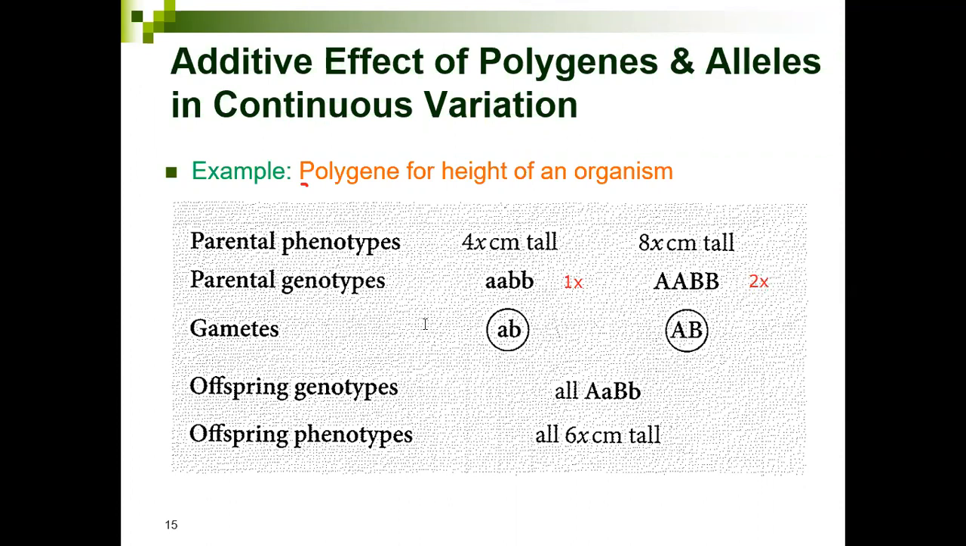Okay, so gametes are formed, gametes fuse and form the offspring. So the offspring will be: this is 1x, this is 1x, this is 2x and this is 2x. So altogether, 6x. So the offspring will be 6x tall. So you can see the additive effect of the polygenes and the alleles to give the final phenotype.